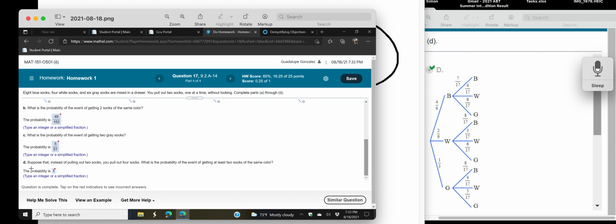It says, suppose instead of pulling 2 socks, you pull 4 socks. What is the probability of the event of getting at least 2 socks of the same color? Well, I only have 3 different colors. So if I pull 4 socks, I'm going to get 2 of the same color every time because there are only 3 colors, so the 4th pull is always going to be another color that matches. So that's a 100% certainty, and since we're not entering percents, we're entering the numbers, it's 1, because it's definitely going to happen. So that's how you do this problem.